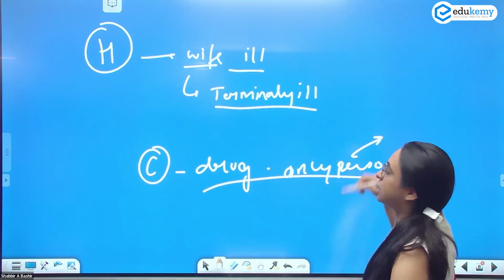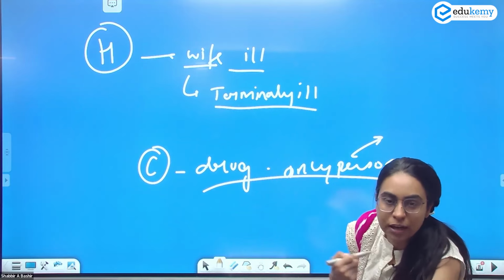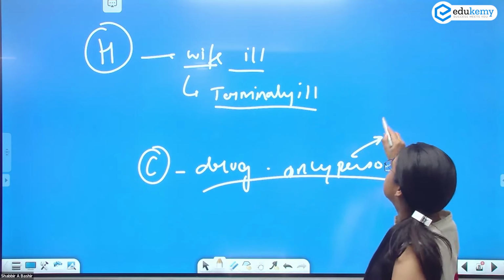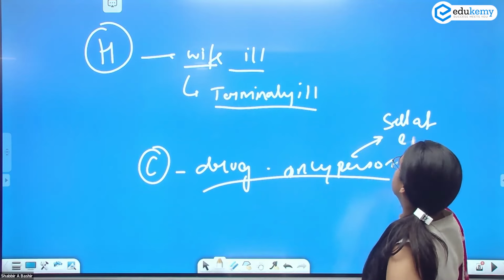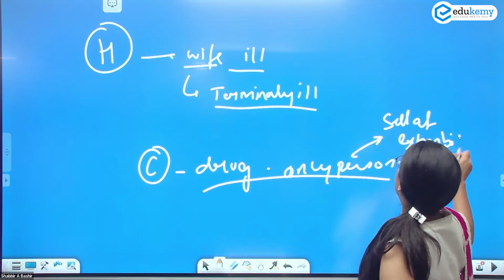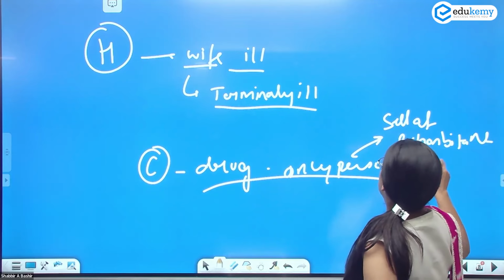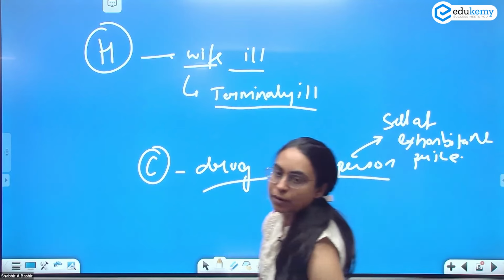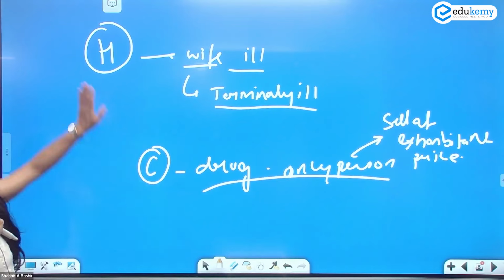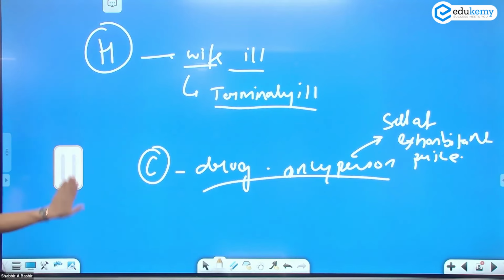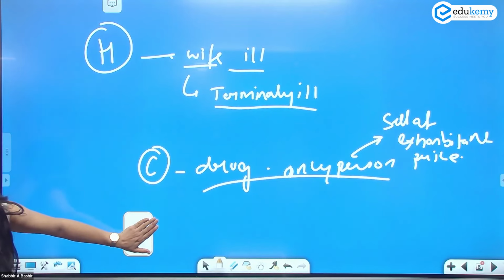So he thinks, I alone have the drug, I alone have the money, I can sell at an exorbitant price, I will sell it at a very high cost. This person does not have money. He goes and requests the chemist, please give me the drug.